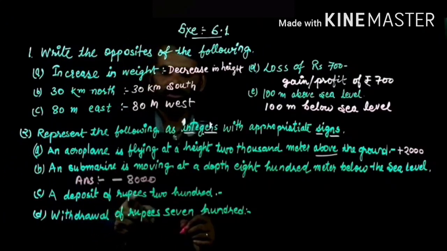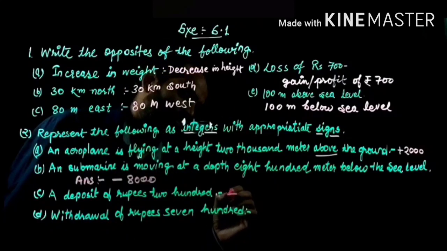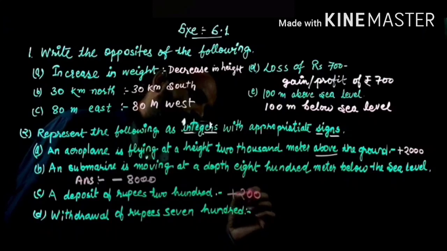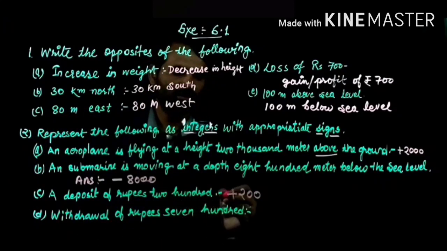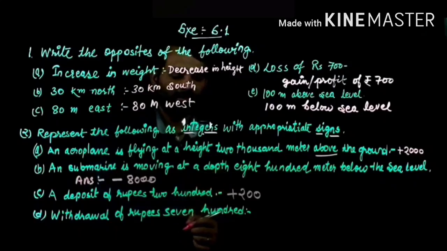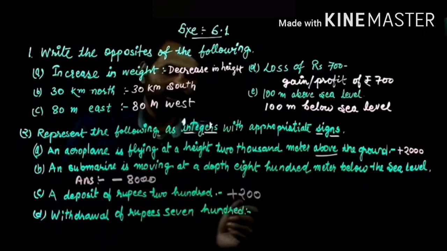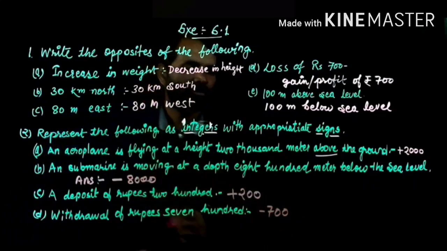A deposit of 2000 rupees. A deposit is a profit, so the answer is plus 2000. And a withdrawal of 700 rupees. Withdrawal means minus, so your amount will be minus 700. Okay, the first and second questions are finished.